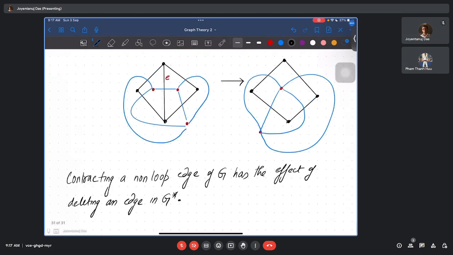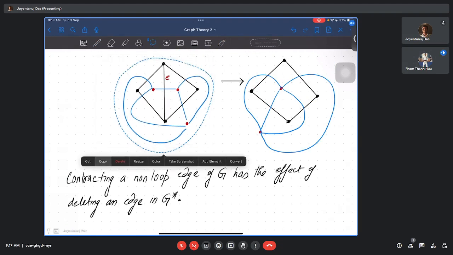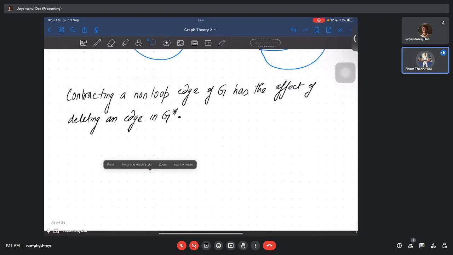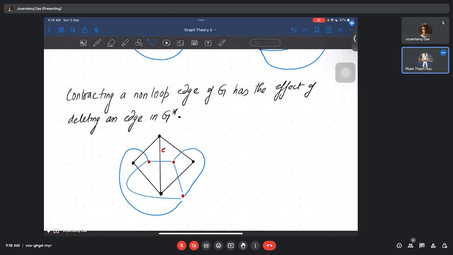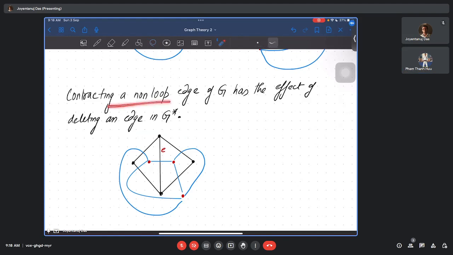So let us take the same example. Now suppose we are contracting an edge, a non-loop edge. So let us contract this edge, which means these two vertices will merge into a single vertex. So the corresponding graph will look like this. If the edge E is contracted, then we have this thing. This is my new graph, right?